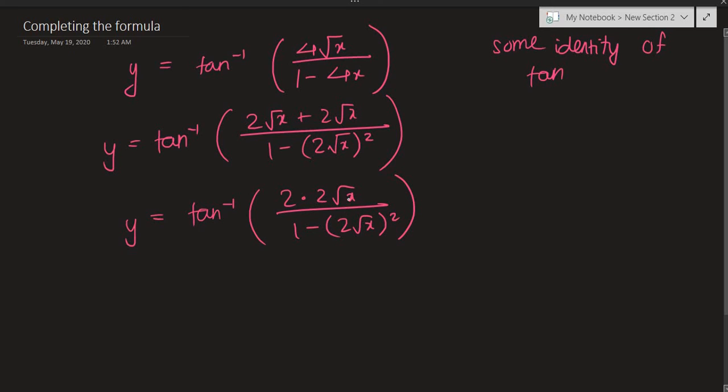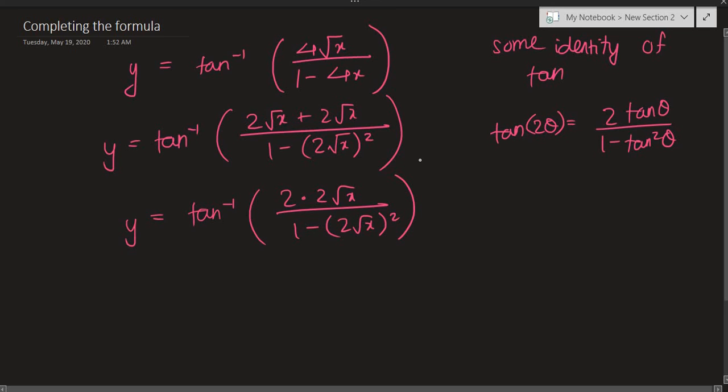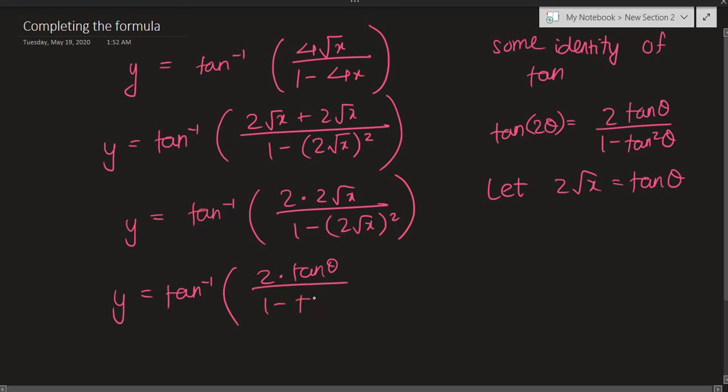Well, what identity of the tangent does this look like? Let's recall the double angle formula for the tangent: tan of 2 theta was 2 times tan of theta divided by 1 minus tan squared theta. So instead of tan theta, we have 2 times square root of x here. Let's just make that substitution. Let 2 times the square root of x equal tan of theta, so that we have inverse tangent of 2 times tan theta divided by 1 minus tan squared theta. As I said, that's just the double angle formula for the tangent. So we have the tan of 2 theta.